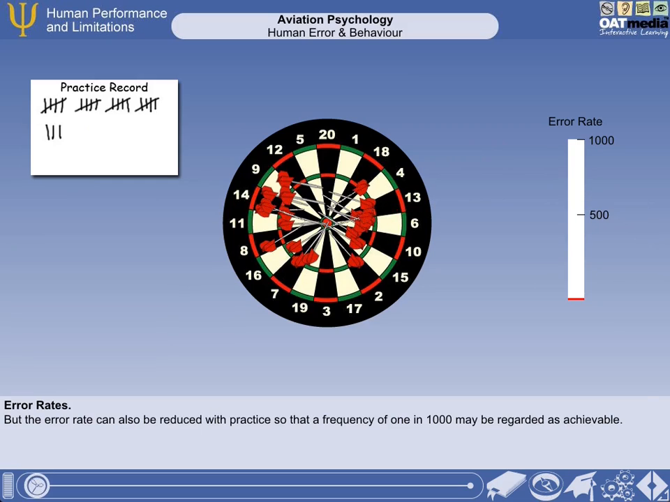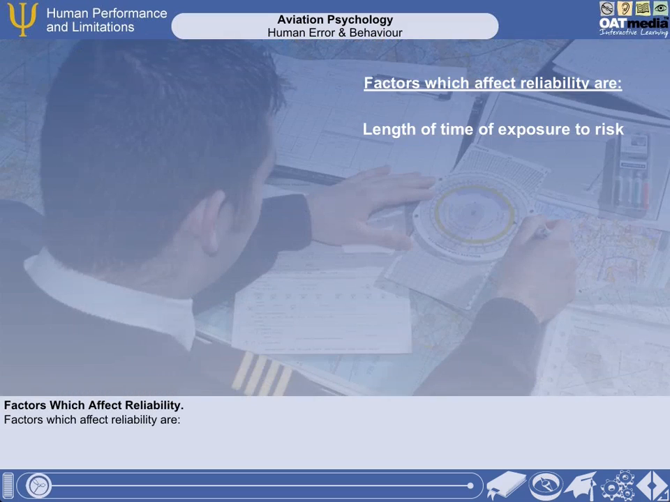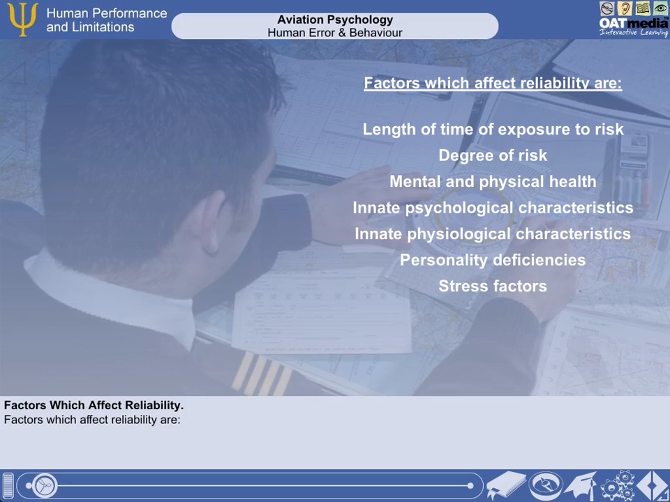Factors which affect reliability are length of time of exposure to risk, degree of risk, mental and physical health, innate psychological characteristics, innate physiological characteristics, personality deficiencies, stress factors, experience, motivation, and skill level.